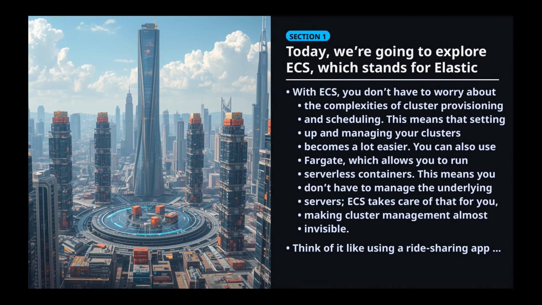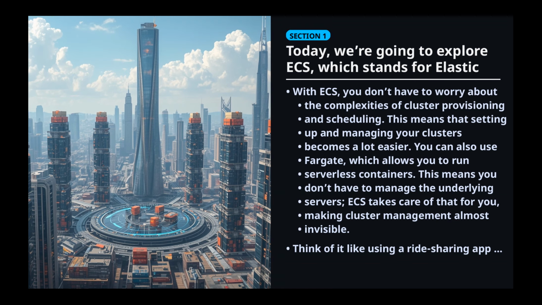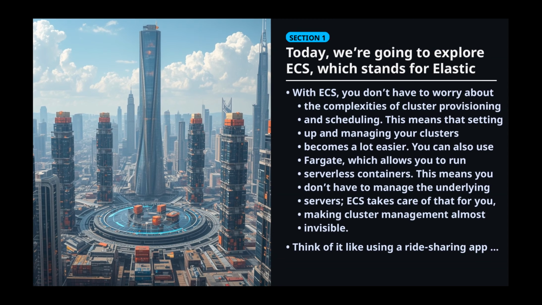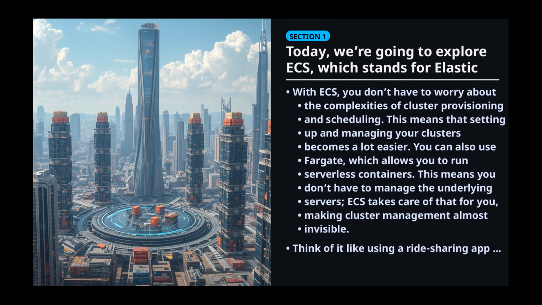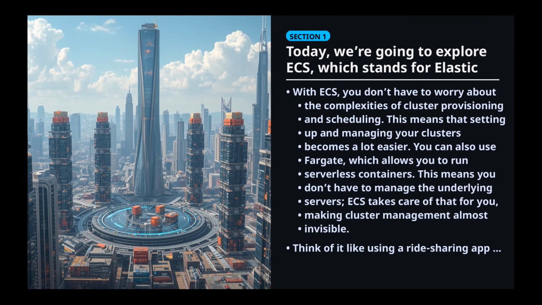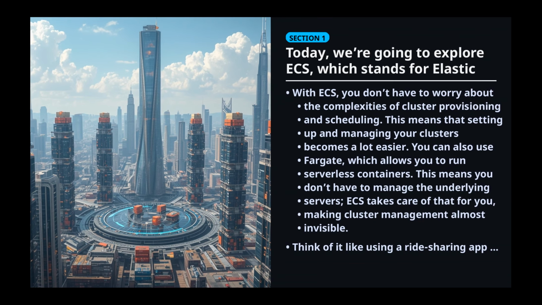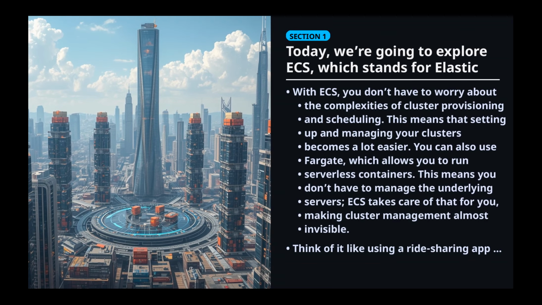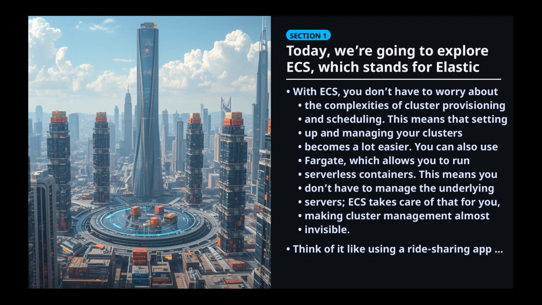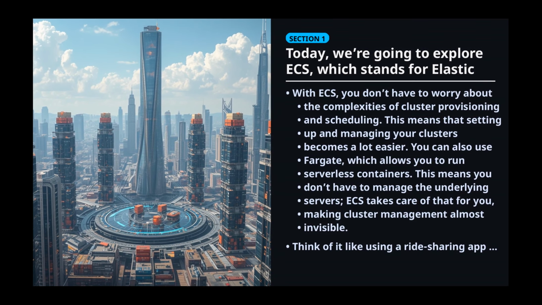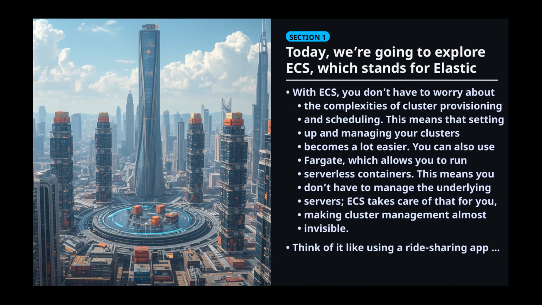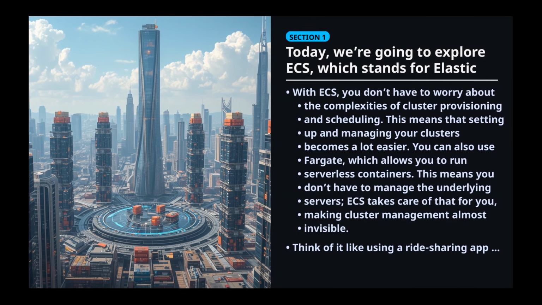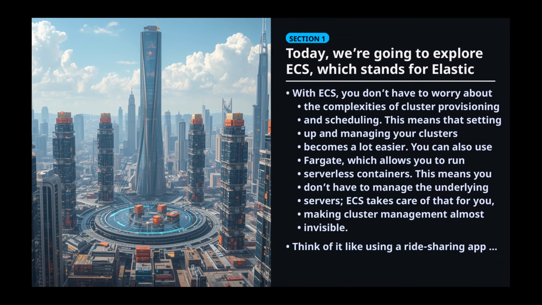Think of it like using a ride-sharing app. You just request a ride and the app handles everything else, from finding a driver to managing the route. Similarly, with ECS and Fargate, you focus on your applications while the service manages the infrastructure. In summary, ECS provides a simple way to manage containers, and with Fargate, you can run them without worrying about the servers. This makes deploying applications much more efficient and user-friendly.